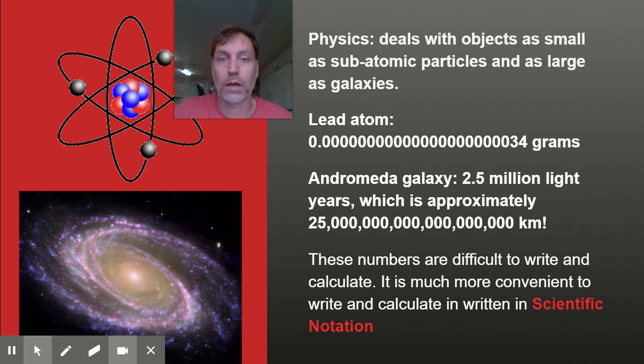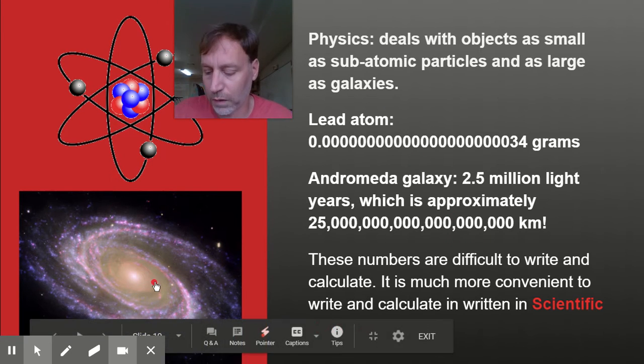If you think about it, imagine writing all the zeros, your eyes kind of glaze over. How many zeros am I supposed to write here? And they're difficult to calculate with too. So there's a more convenient way to write numbers when we deal with things as small as an atom or as large as a galaxy. And that's called scientific notation.